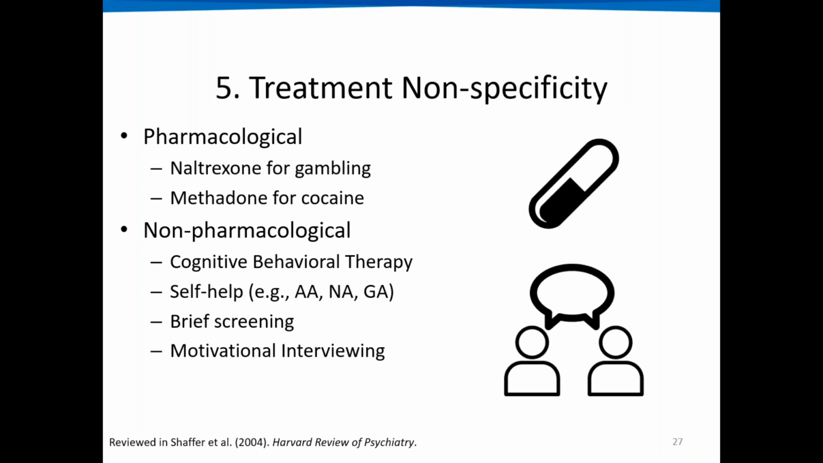And finally, there's some evidence of treatment non-specificity. We know in terms of pharmacological treatments that some treatments or medications that were originally used for one expression of addiction seem to be useful for others. And examples of those include naltrexone for gambling or methadone for cocaine. And there are some non-pharmacological treatments that seem to be effective across expressions of addiction. And Dr. LaPlante will describe these in more detail, but just briefly, they include cognitive behavioral therapy, self-help, brief screening, and motivational interviewing.